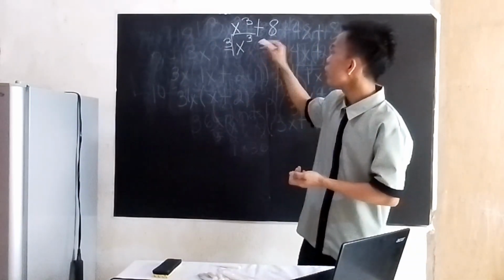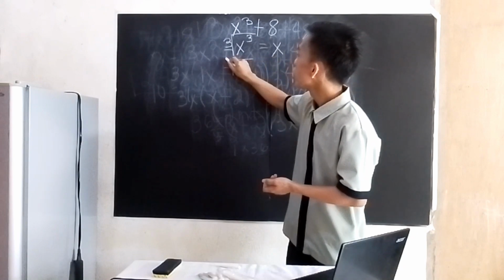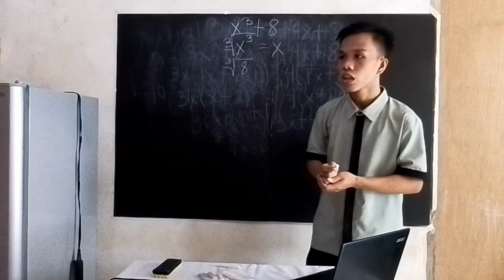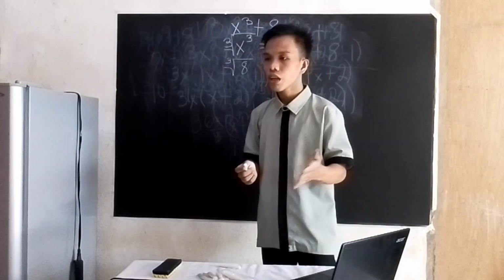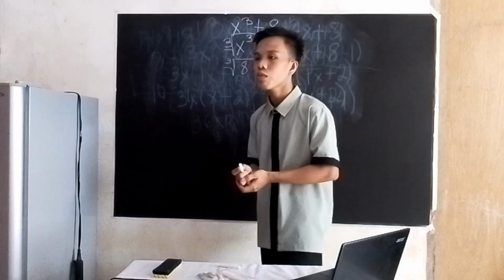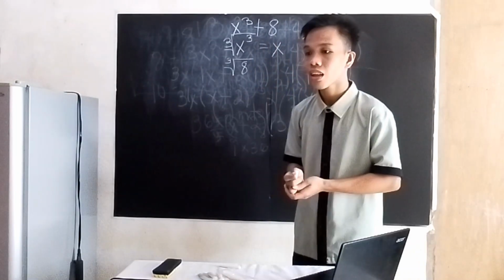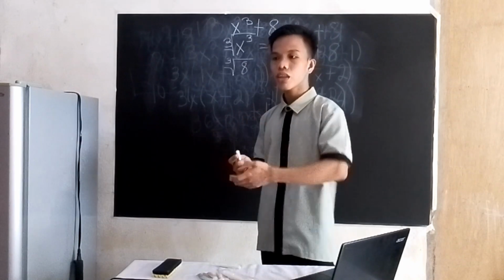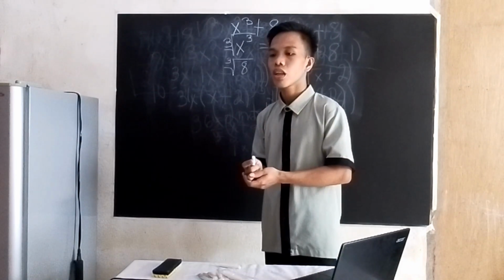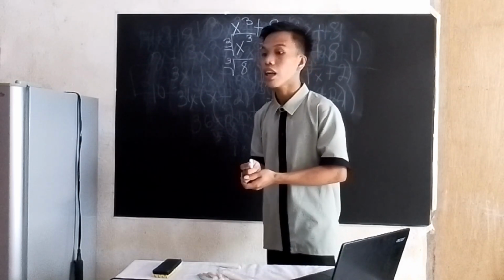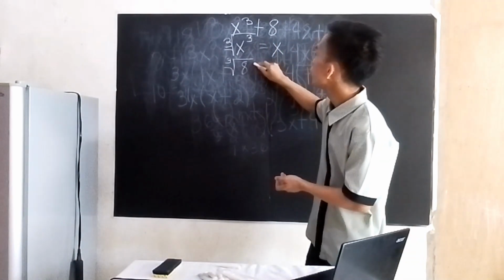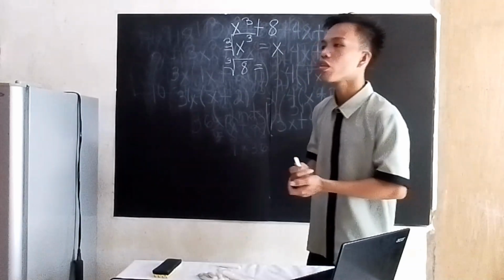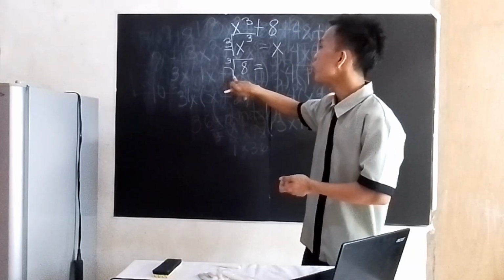The next, what is the cube root of 8? Think of a number that when you multiply 3 times itself, the result is 8. What's your name again? Ilanan. Okay. Thank you, Ilanan. So when you multiply 3 times itself, the result is 8. So therefore, the cube root of 8 is 2.